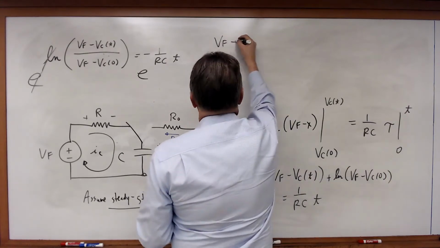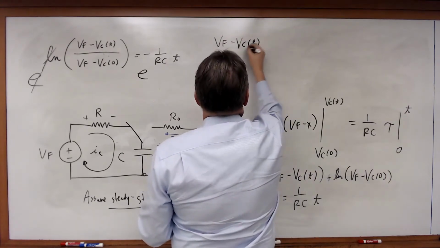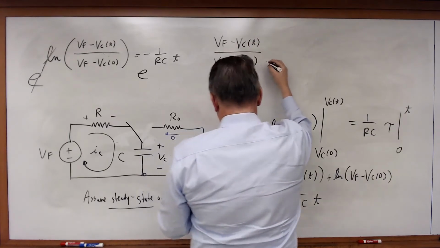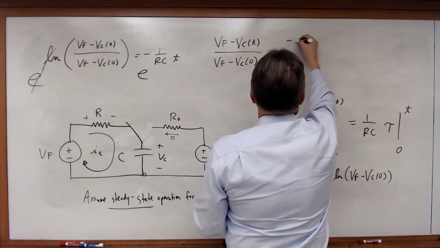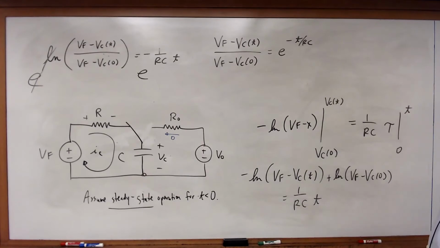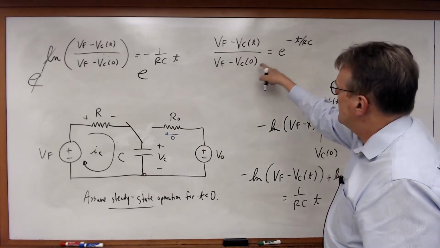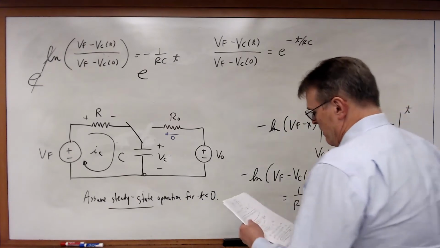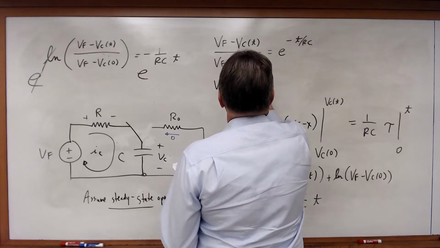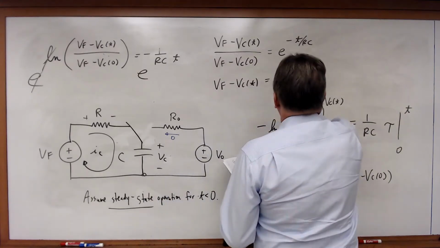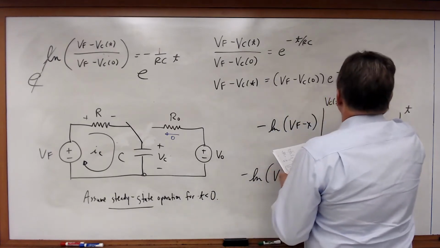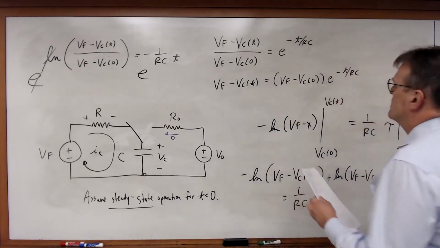I'll get Vf minus Vc of t divided by Vf minus Vc of 0 is equal to e to the minus t over Rc. And now I can multiply both sides by Vf minus Vc of 0. And so in this case, what I'll get is Vf minus Vc of t is equal to Vf minus Vc of 0 times e to the minus t over Rc.